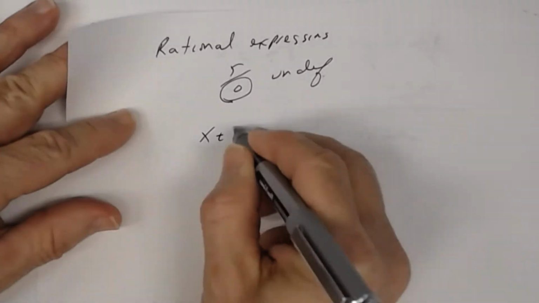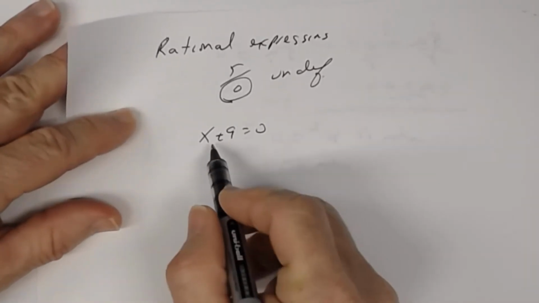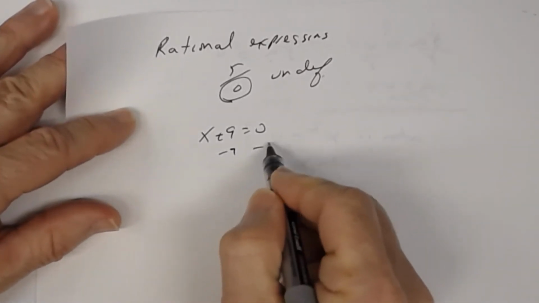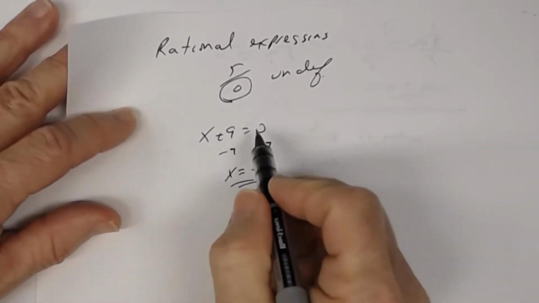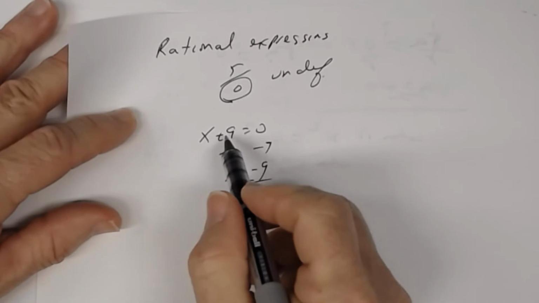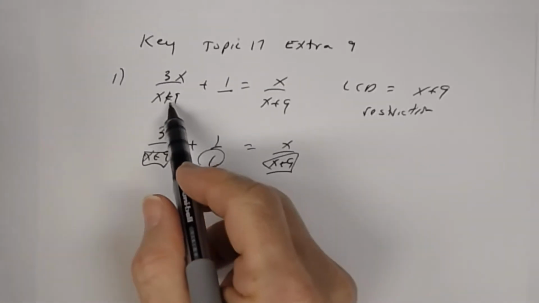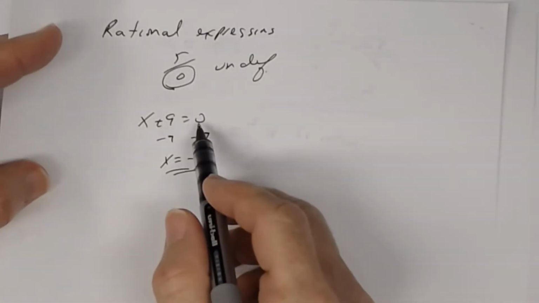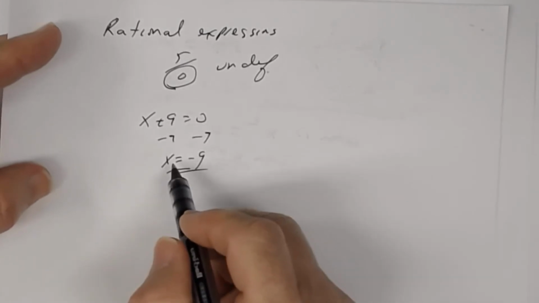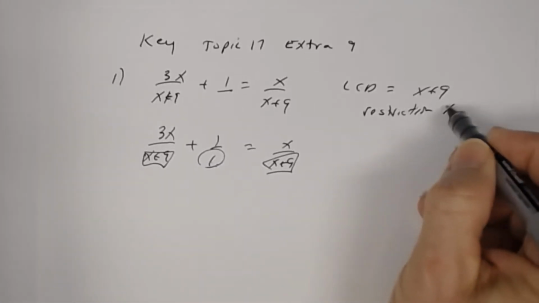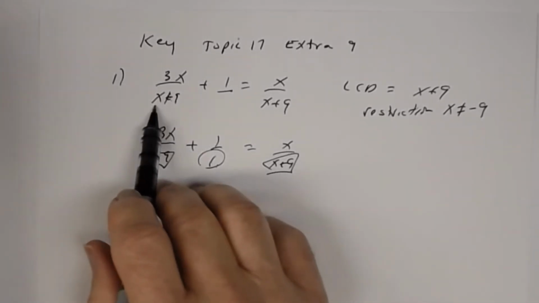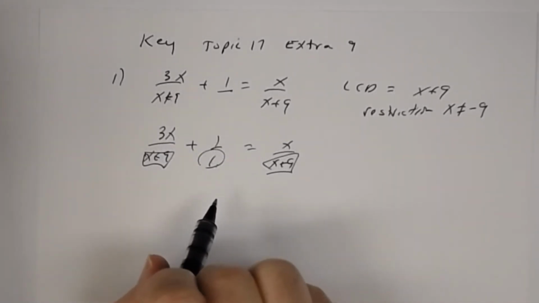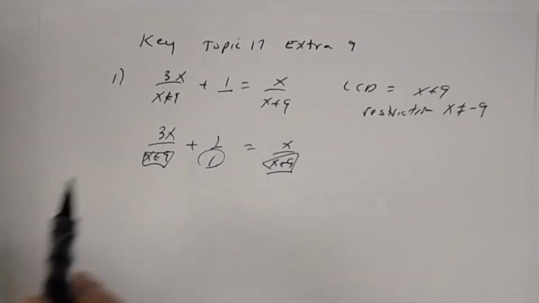So the question is, where is x plus 9 equal to 0? Well, x plus 9 equals 0 when x equals negative 9, right? Negative 9 plus 9 is 0. You're just taking this factor, setting it equal to 0, and solving this linear equation. So your restriction is that x cannot equal negative 9, because if x is negative 9, this is 0, and this is also 0, and you cannot divide by 0.